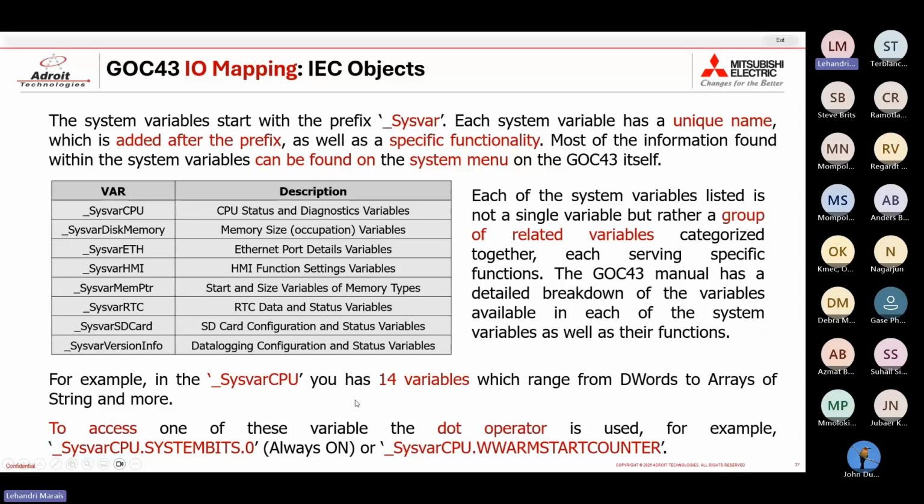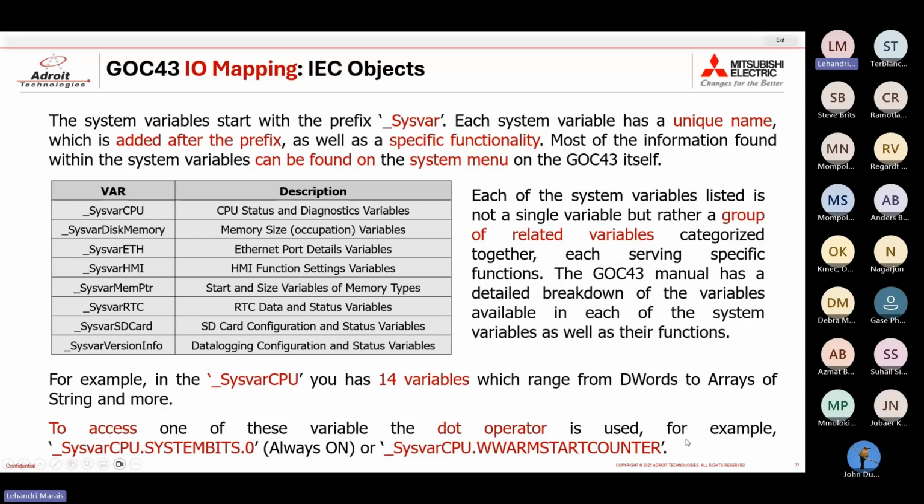So that's similar to your SM400 in the newer MELSEC PLC range. If you want to use always on, you'd refer to this system variable. If you aren't referencing a bit within this variable, you'd just end off with the variable name. So for example, sysvar CPU dot warm start counter. As you can see, I'm not referencing a single bit within this.